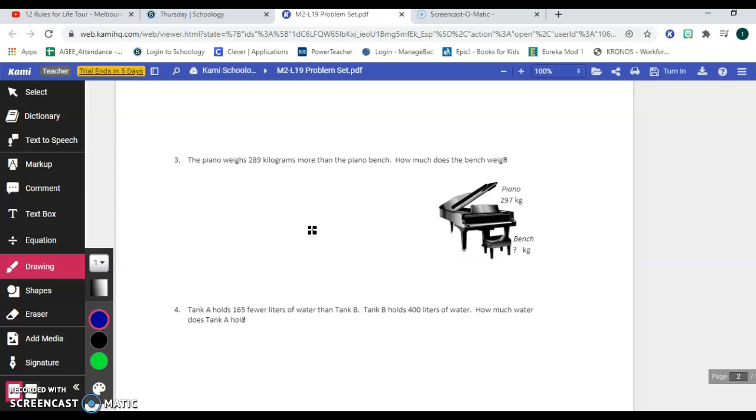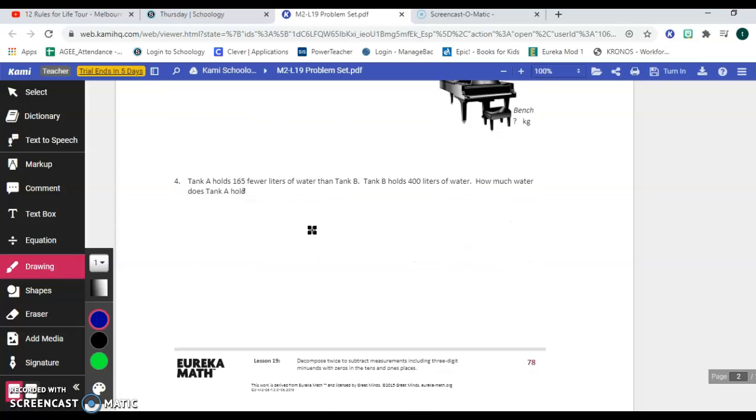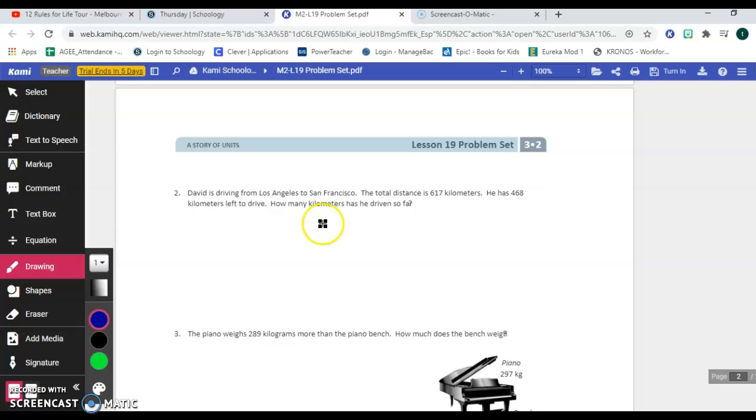They never ask you to use a tape diagram in this problem set here, but feel free to model the problem with a math picture. I do think that that helps to visualize the problem. However, if you just want to take this time to zip through it using the standard algorithm and getting a little extra practice, that's totally fine by me.